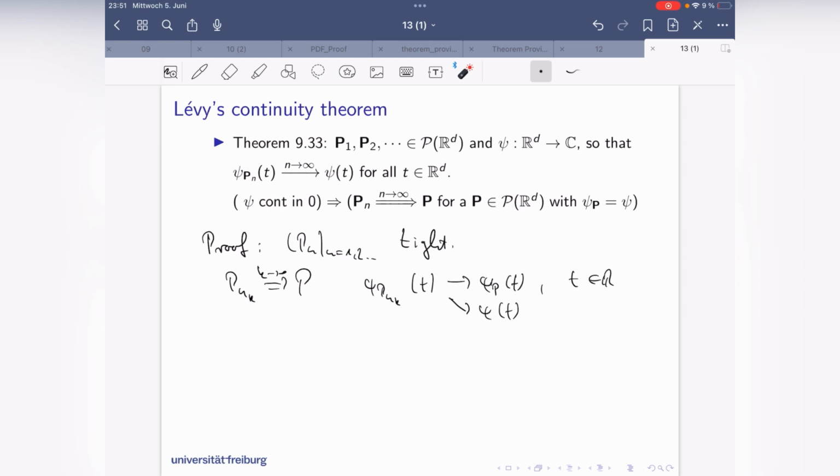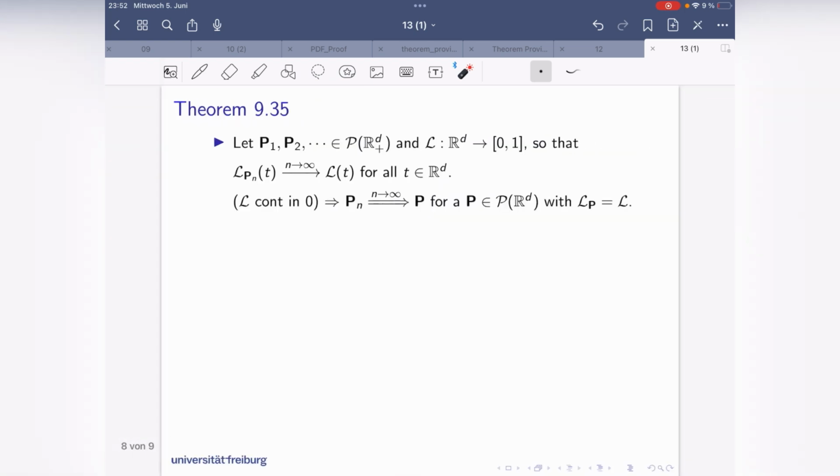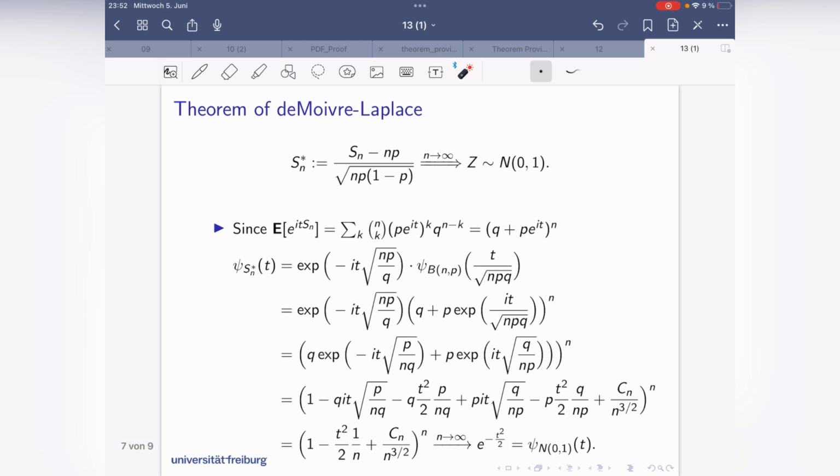And let me also mention that the same holds, okay, that's the other slide here, when we replace the characteristic function by the Laplace transform. But I will not show this here. Let's see two applications. One, the theorem of de Moivre-Laplace, and the other one, the convergence of the geometric to the exponential distribution. So yeah, let me do the harder thing here, and the other one maybe you can look at yourself.